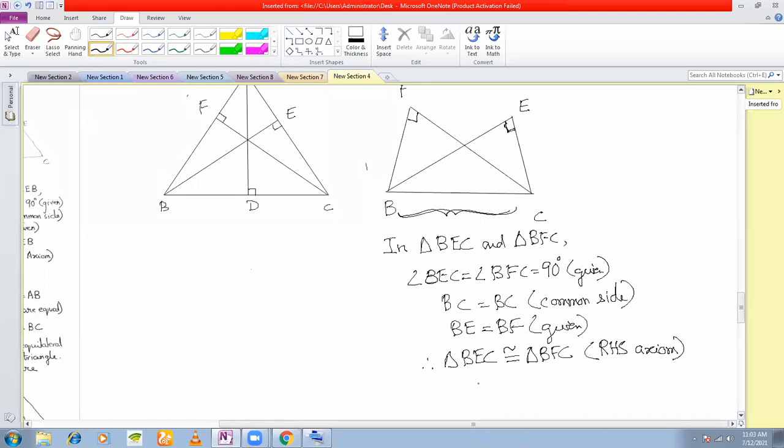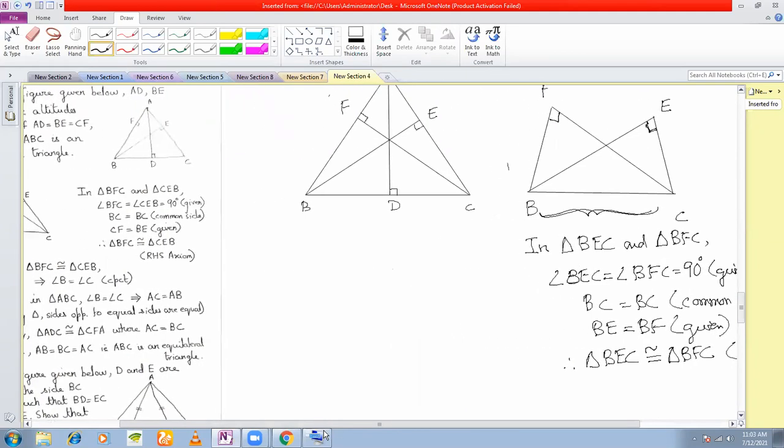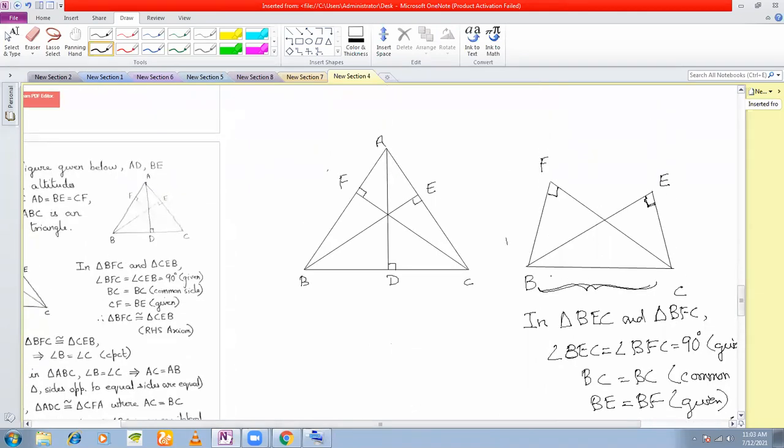So once I've shown that these two triangles are congruent, then what can I say about the sides of this triangle here in these two? Or the angles of the triangle. What can I say? If these two triangles are congruent, that means this angle here must be equal to this angle here, right? That means these two angles must be equal. Yes or no? Right? This is by CPCT.